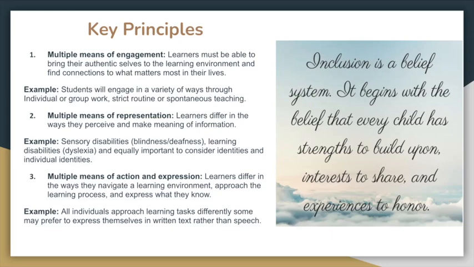The second principle is the multiple means of representation, where learners differ in the ways that they perceive and make meaning of information. For example, sensory disabilities, students with blindness or deafness. You have to be adaptable as a teacher and make sure that you are able to present information so that they are able to perceive it, and then also output information where they are able to show you what they have done in their learning. Make sure that you are catering to their abilities.